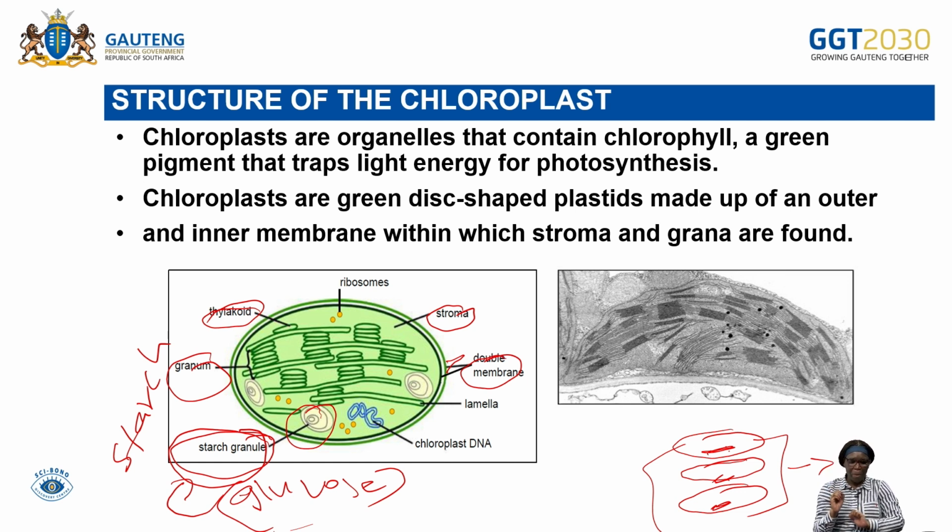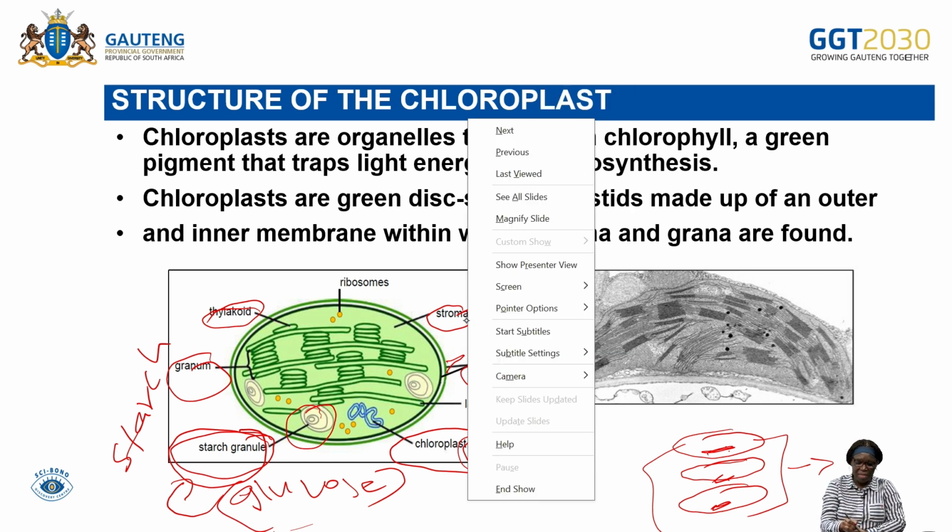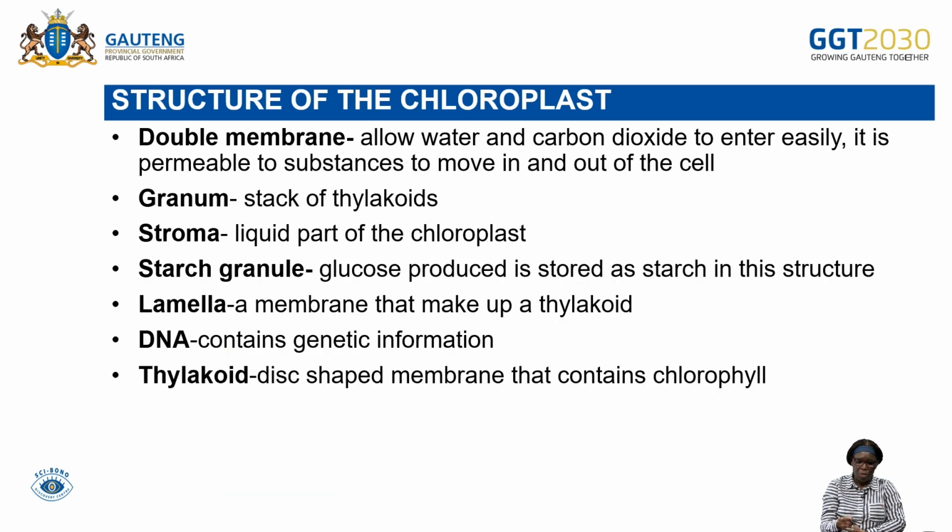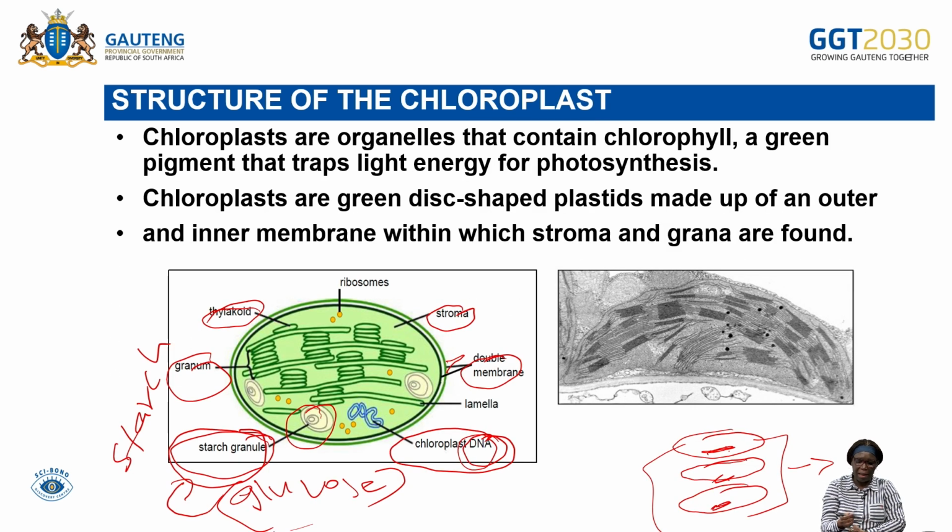The chloroplast has what? It has the DNA, because it is a plant cell. This plant cell has got DNA. And then what do we find in the DNA? We find the genetic material within the DNA. Hence, we have what we call the chloroplast DNA.